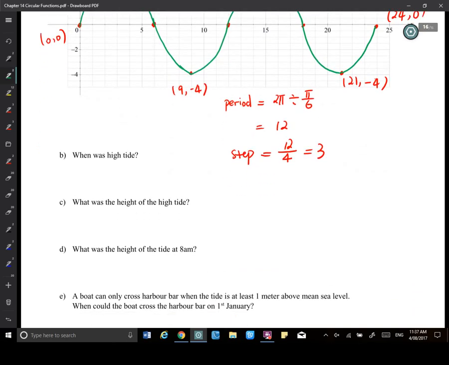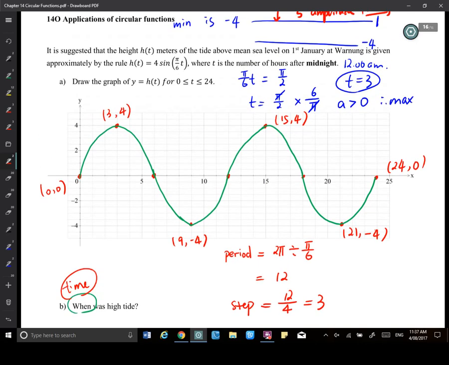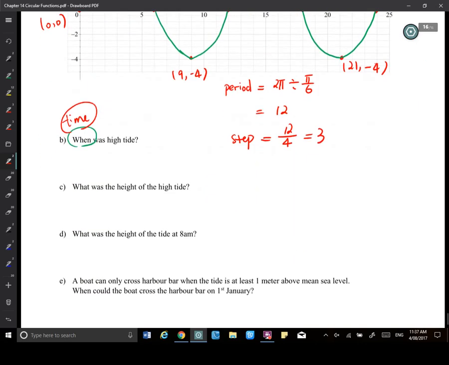And when was the high tide? The question "when" is asking you for times. It's not asking how many hours have passed. It asks you the actual time. So the high tide is when t equals 3 and when t equals 15. So it will be 3 a.m. and 3 p.m.